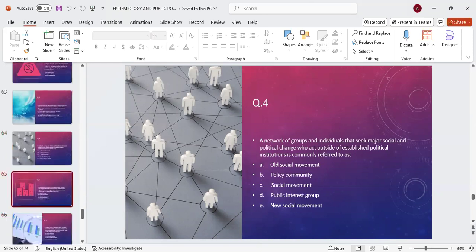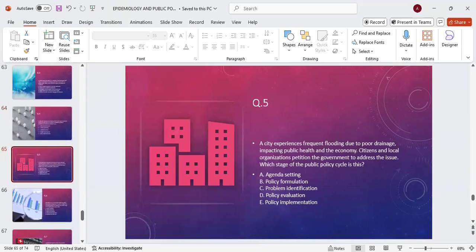Answer is option C. MCQ number 5: a city experiences frequent flooding due to poor drainage, impacting public health and the economy. Citizens and local organizations petition the government to address the issue. What stage of the public policy cycle is this? Option A, agenda setting. Option B, policy formulation. Option C, problem identification. Option D, policy evaluation. Option E, policy implementation.